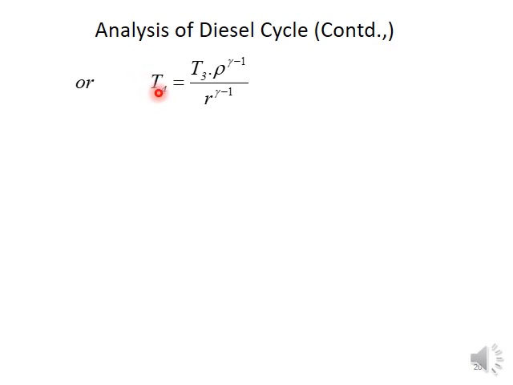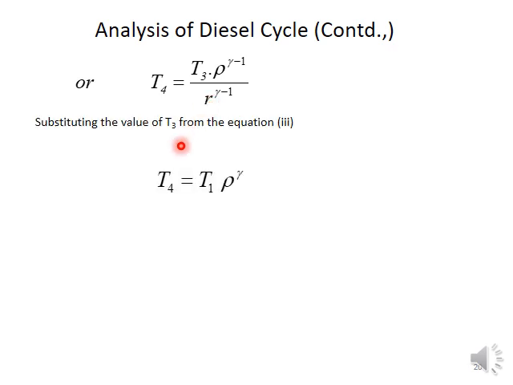So, we can write that T4 is equal to T3 rho power gamma minus 1 by R power gamma minus 1. So, simply I am substituting the value of T3 in equation 3, we can get T4 is equal to T1 rho power gamma. So, by using this relation we can calculate the temperature at the fourth state.